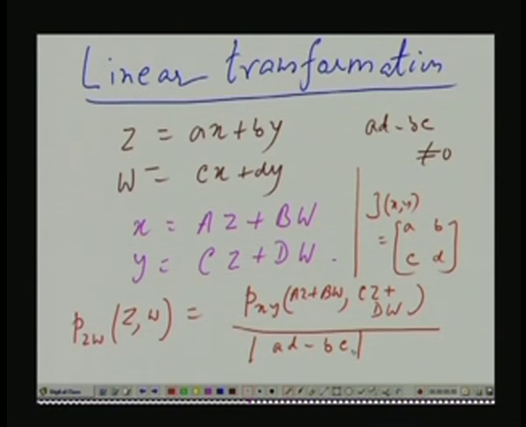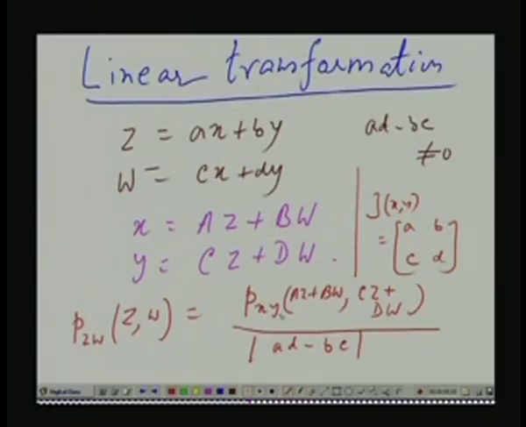Further, suppose it is given that x and y are jointly normal. Then our claim is that z and w also are jointly normal. Why? Obviously, p of x y is given to be jointly normal, so it will have an exponential form, where this will be squared and this will be squared. Of course, the corresponding variances and other things will come up, but the square term involving Az plus Bw and again a square term involving Cz and Dw will be present.